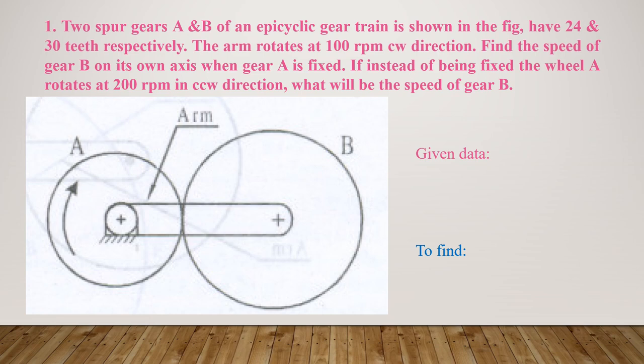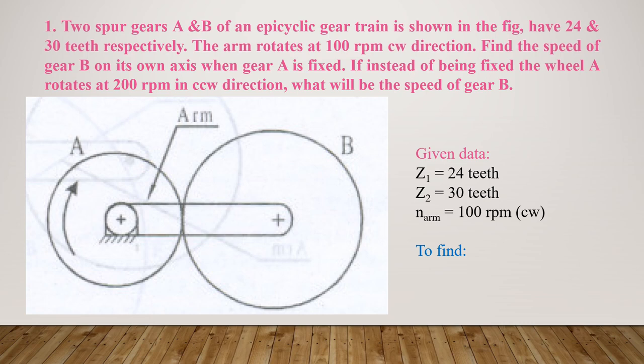So this is one figure given along with the question. Here are two gears A and B connected with the arm. Gear A has 24 teeth and gear B has 30 teeth, and the arm has a speed of 100 rpm clockwise. This direction is very important whenever you analyze a question. There are two cases here. We have to find the speed of gear B when gear A is fixed.